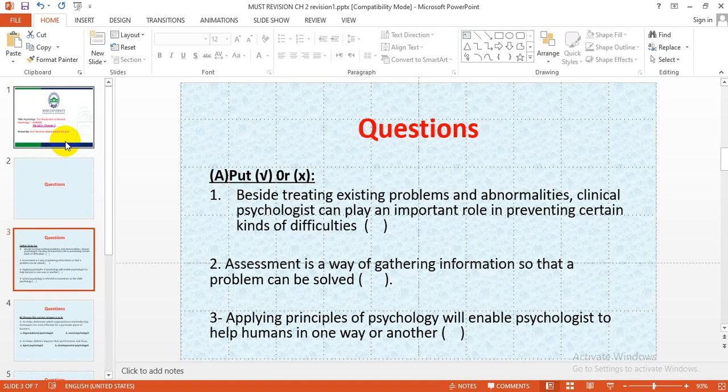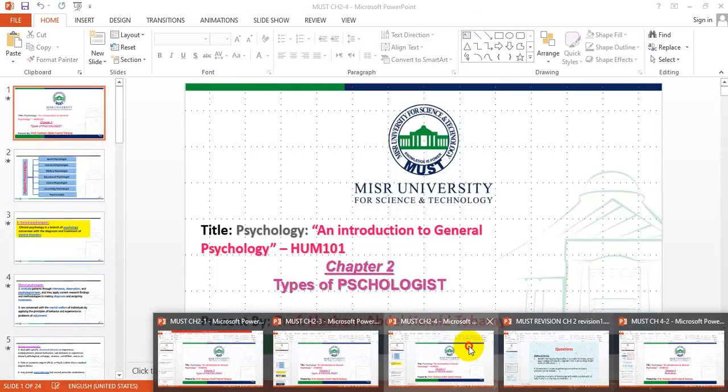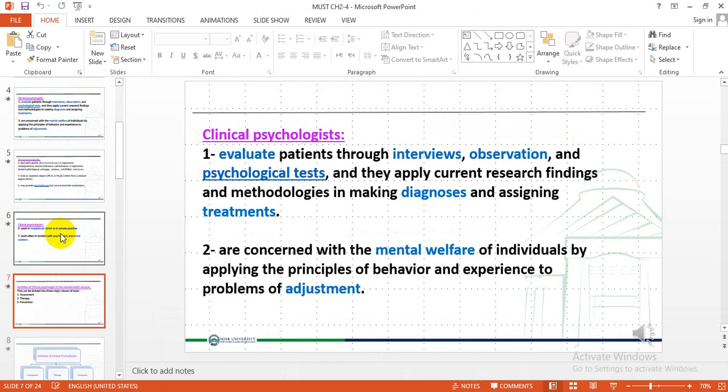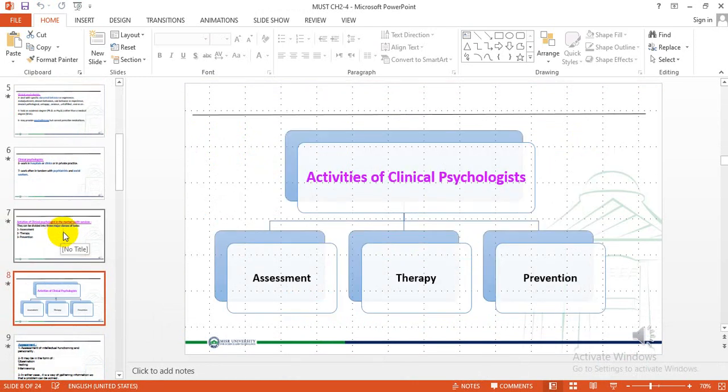Question number one: besides treating existing problems and abnormalities, clinical psychologists can play an important role in preventing a certain kind of difficulties. Now we have to go to clinical psychologist. If you check this slide with me, these are the three main activities of a clinical psychologist. Number one, assessment. Number two, therapy. Number three, prevention. So a clinical psychologist plays an important role in prevention, of psychological disorders or psychological problems, psychiatric disorders, psychiatric illness.